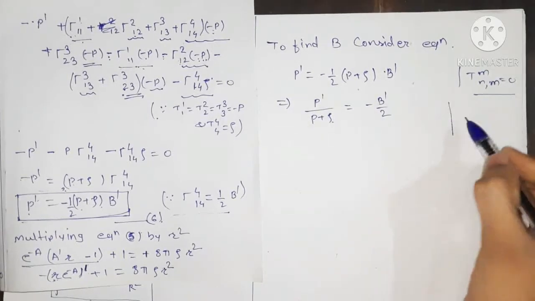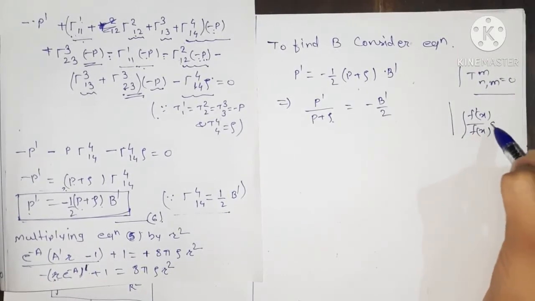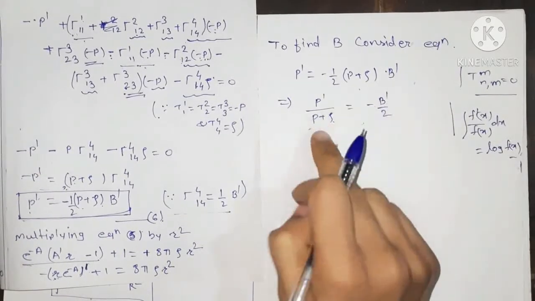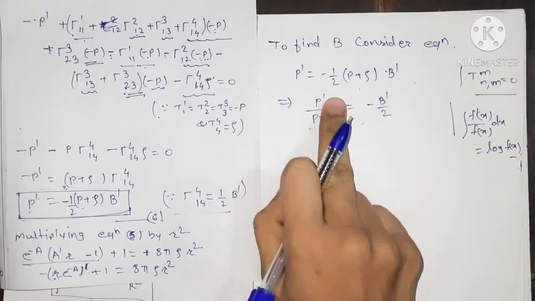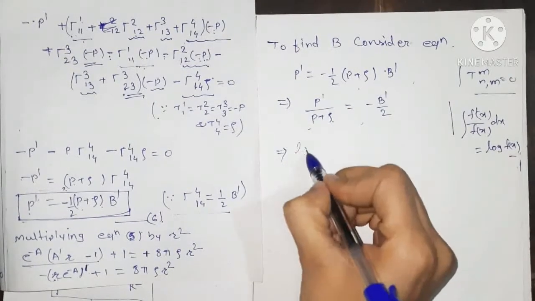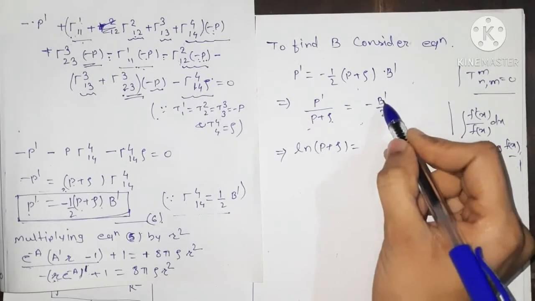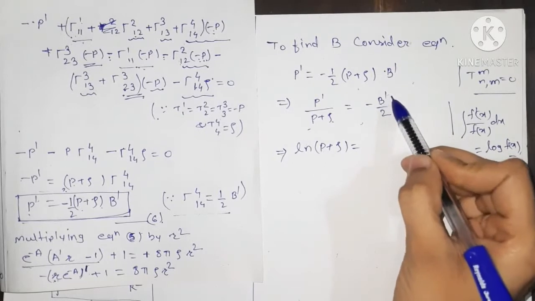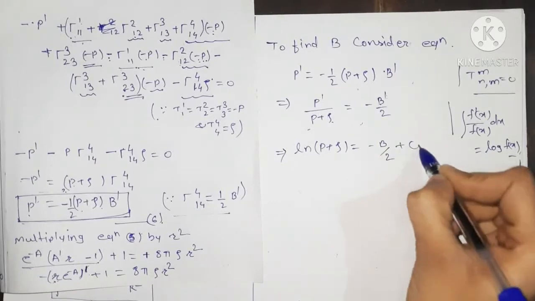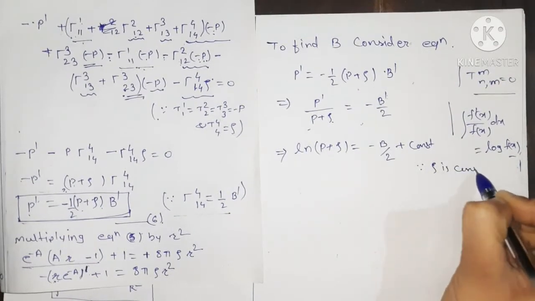So this is in the form f dash of x upon f of x. And what is the integration of that? The integration of that is log of f of x. So we integrate this, and here the derivative is in the numerator, so we apply this formula. This implies log of p plus rho is equal to minus b upon 2 plus constant, because if we integrate b dash, we have b as it is. This is since rho is constant.